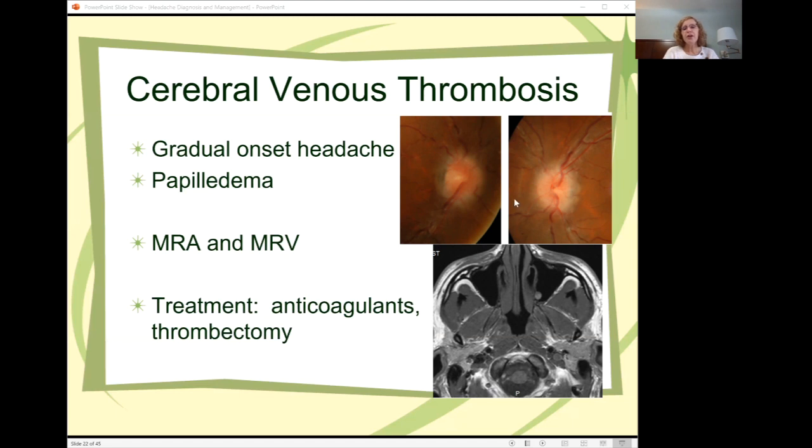These are images from a thin 19-year-old male experiencing severe headaches. He'd been to the ER twice and told that there was nothing serious wrong. As you can see, he does have bilateral disc edema. His MRI was reported to be normal, and his opening pressure was 28 centimeters of water.